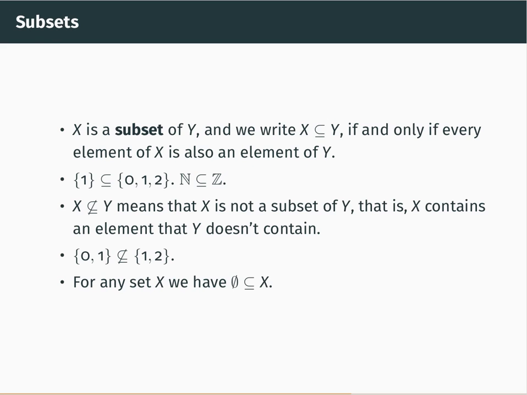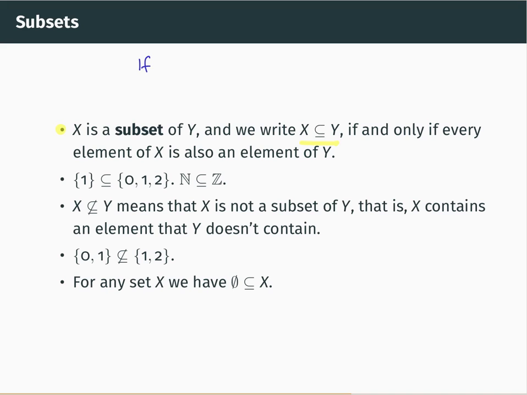Let's now talk about subsets. So if we have a set y and another set x, then we say that x is a subset of y, and we write this notation here, if and only if every element of x is also an element of y. Another way to phrase this is to say that x is contained in y. That means precisely the same thing, that x is a subset of y. You'll sometimes see a variant on this notation to indicate that x is a proper subset of y. That is, it is a subset and it's not equal to y.